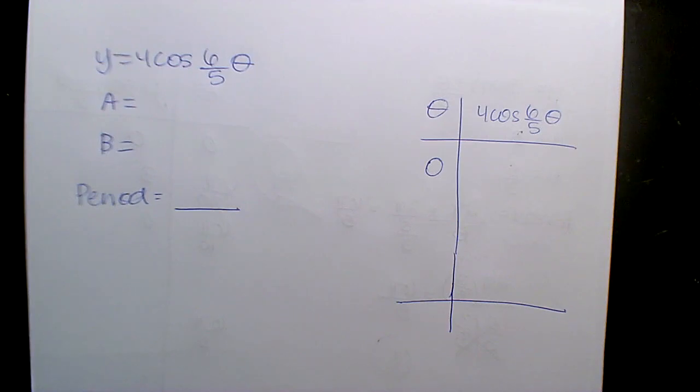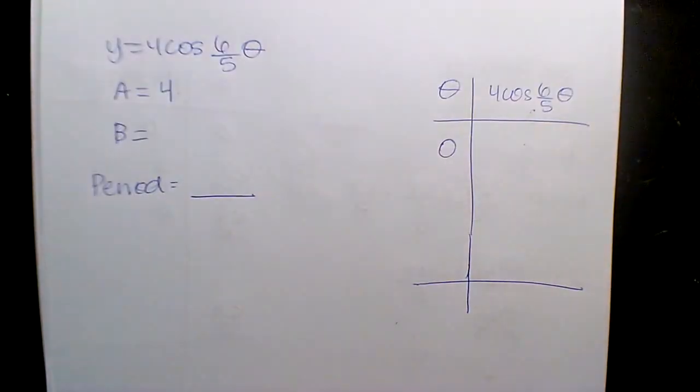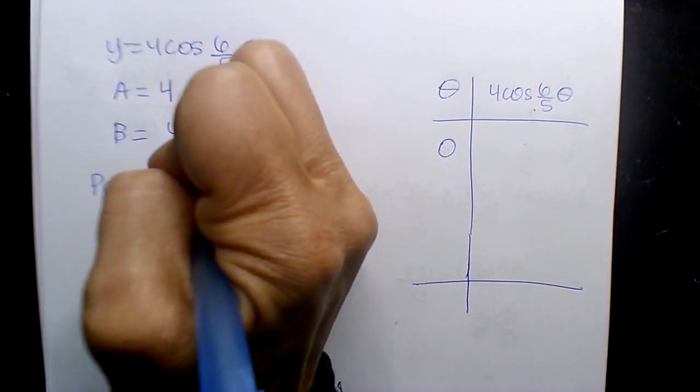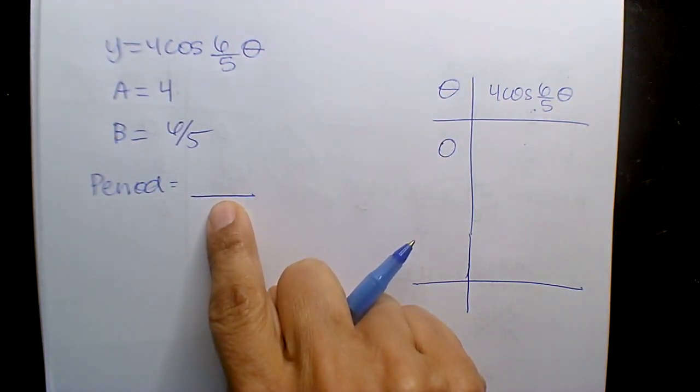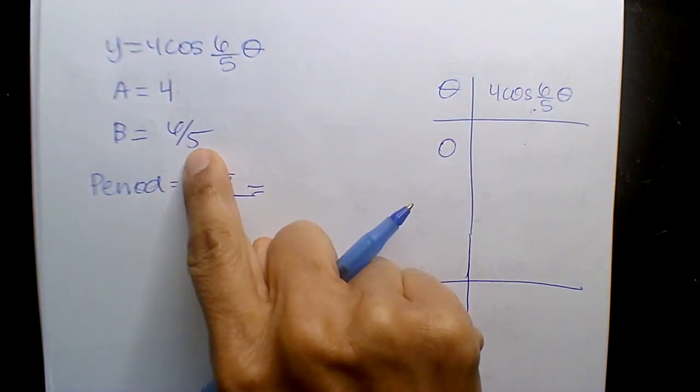Okay, what's the amplitude? What's the A? 4. What's the B? Yeah. And so, okay, what's the formula for period? 2 pi over B. But because we know the B is 6/5.